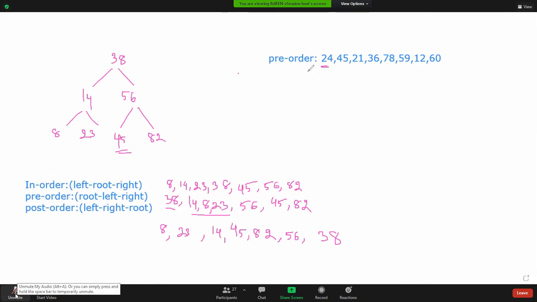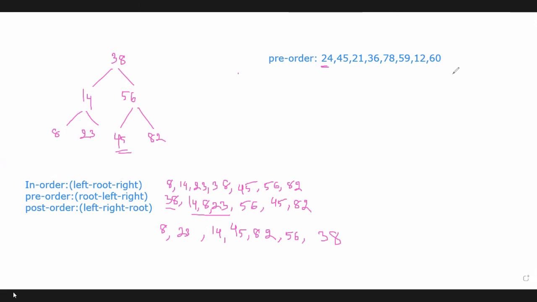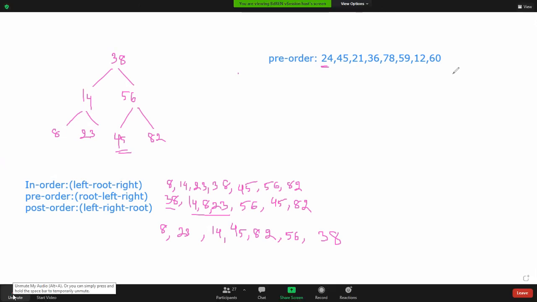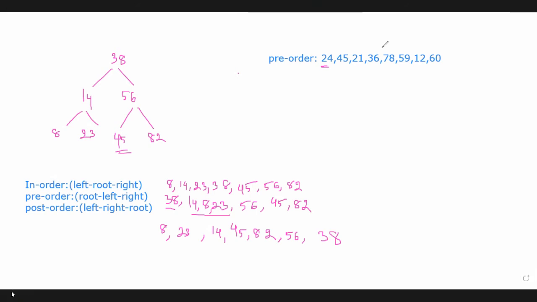Okay, so from this sequence, can we create a unique binary search tree? Is it possible? From one sequence, can we create a unique binary search tree? We know that it's not possible in a binary tree, because in a binary tree we usually don't concern ourselves with the values of the nodes. But in a binary search tree, every time we compare a new node with the root node, then we place it in the tree, right? That means in a binary search tree, if only one sequence is given, we can create a unique binary search tree.